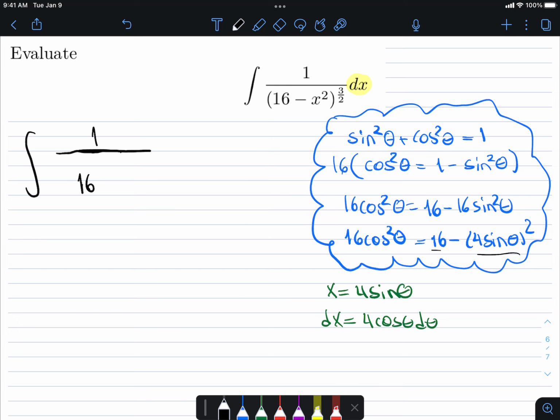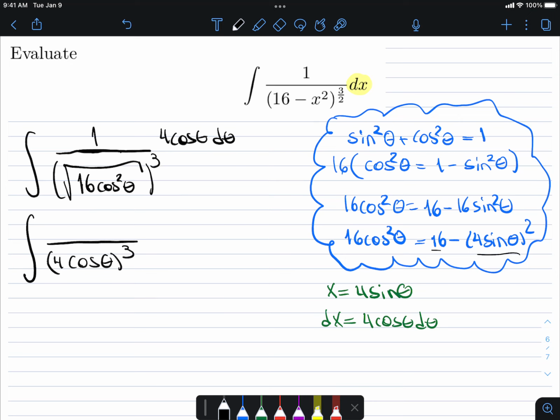16 cosine squared theta. And instead of doing a 3 over 2, I'm going to write a square root, because that's the 1 over 2, and then cubed, because that's the 3 on top. And then the dx I can rewrite as 4 cosine theta d theta. Right. So immediately things become a little more amenable, because I can take the square root of 16, which is 4, and then the square root of the cosine squared, which is just cosine. We're assuming that the cosine is positive, and where it isn't, the expression is going to hold as well.